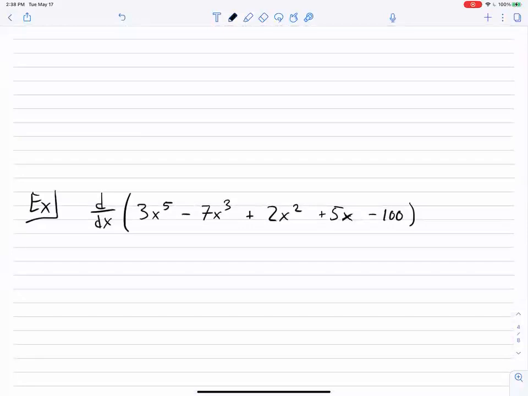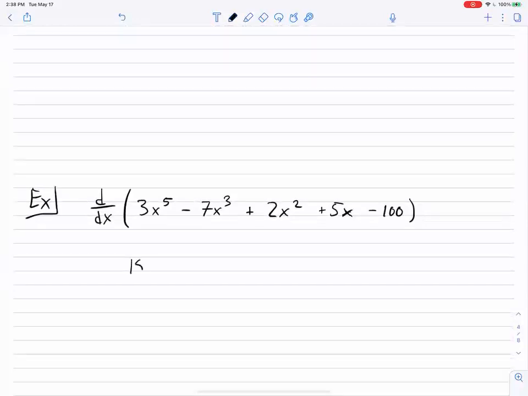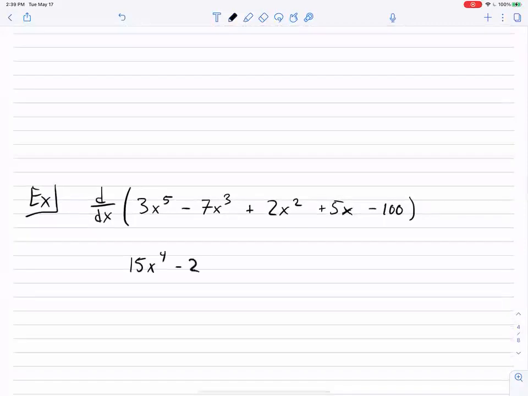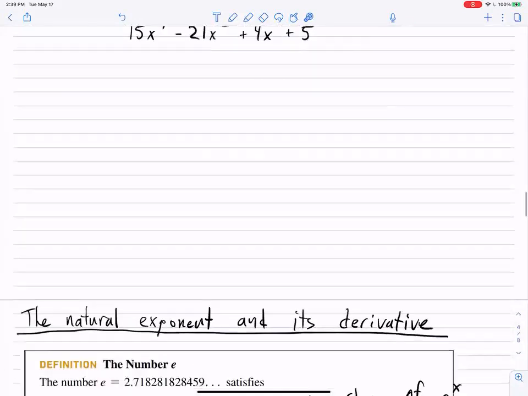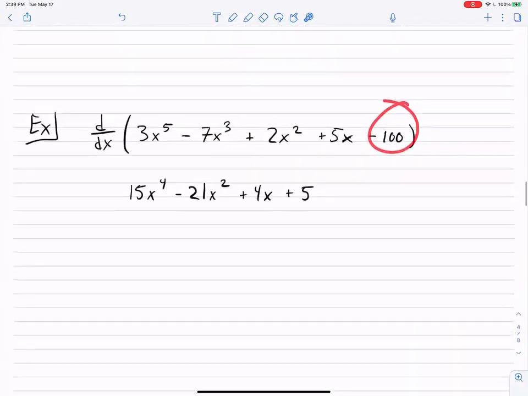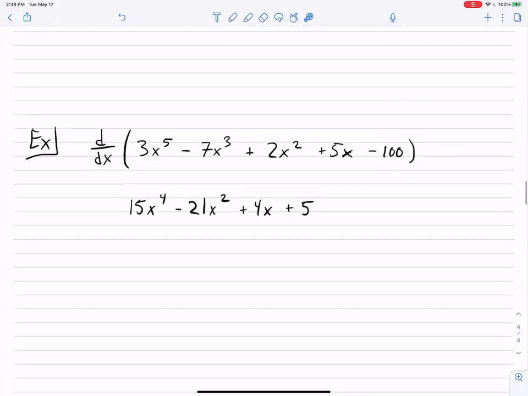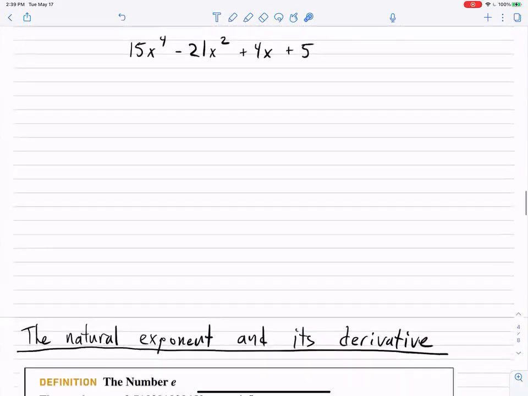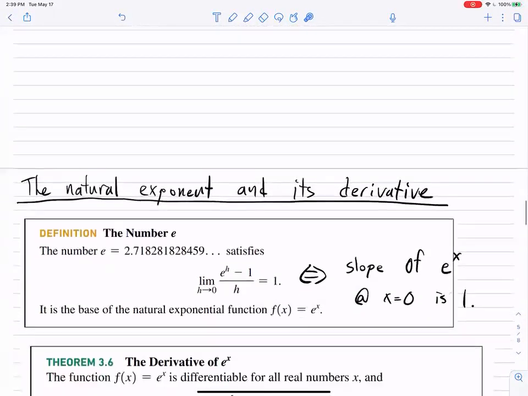And so taking the derivative of each one in particular, we get 15x to the fourth, because that's 5 times 3, minus 21x squared, and then plus 4x, and then plus 5, and then the derivative of the constant becomes 0. And so that's the derivative. And so polynomials are really easy. They just use the constant and sum rule and the power rule, and you can take the derivative of any polynomial. The natural exponent and its derivative.